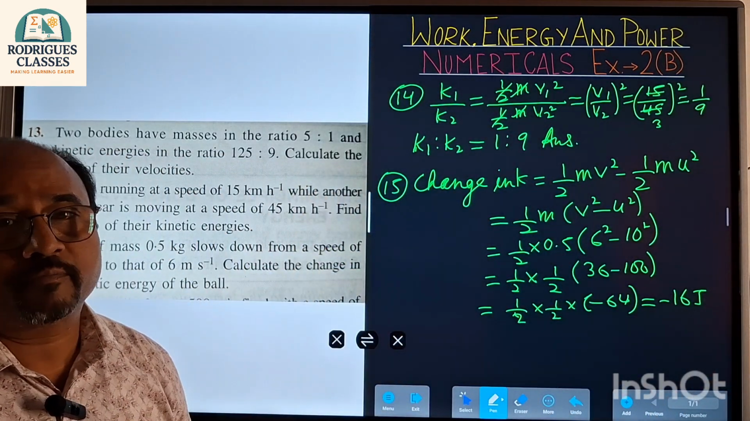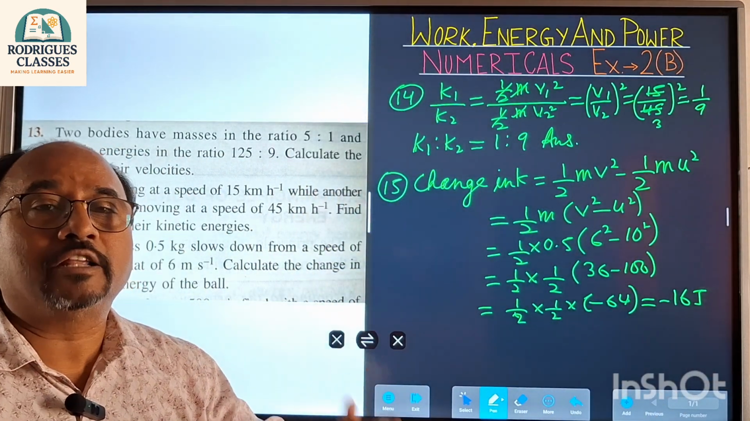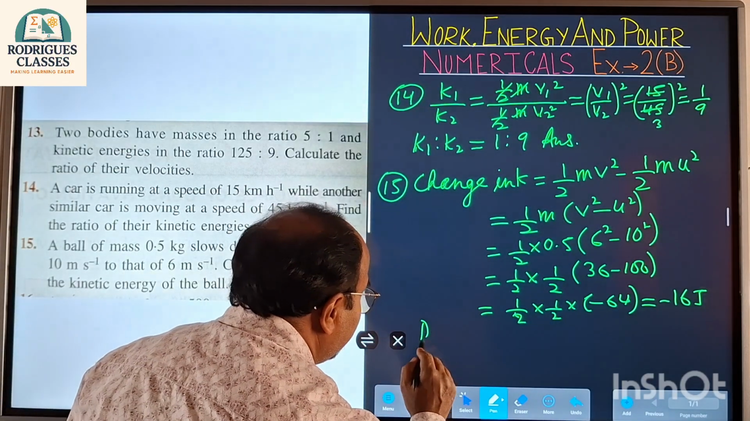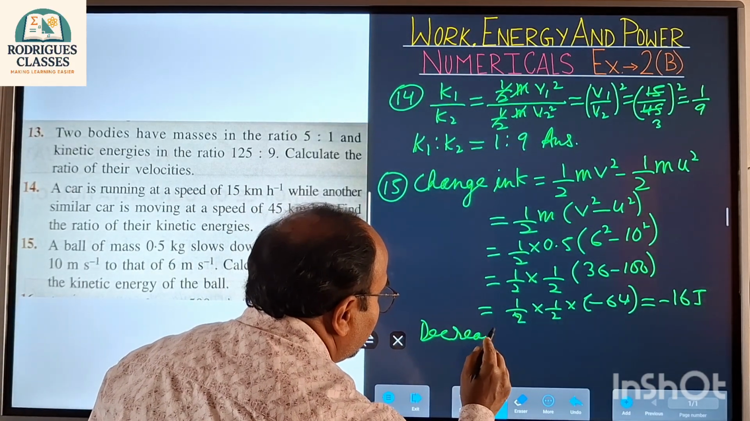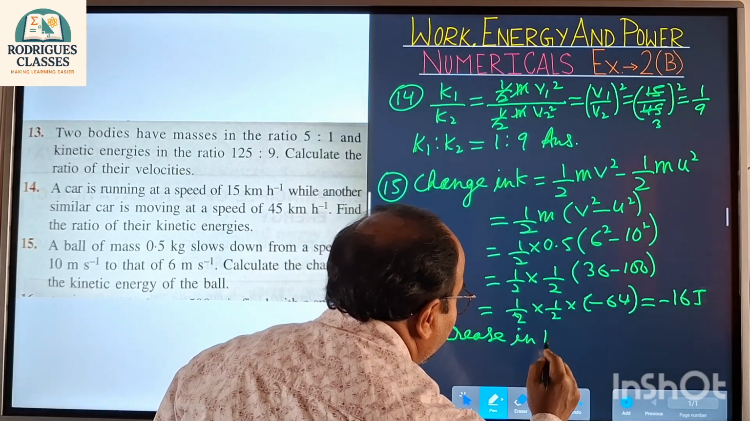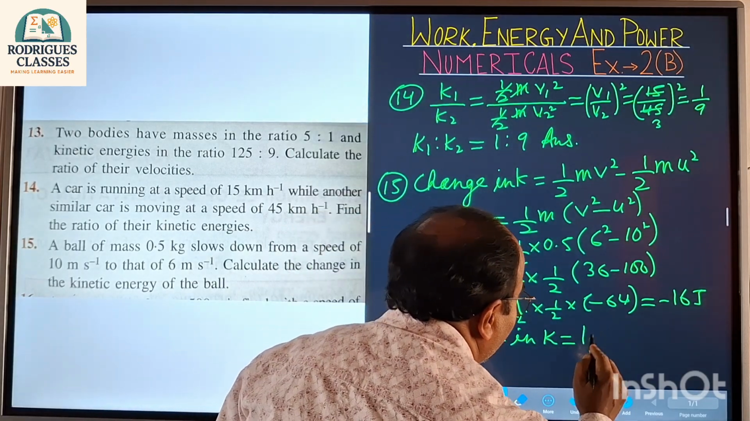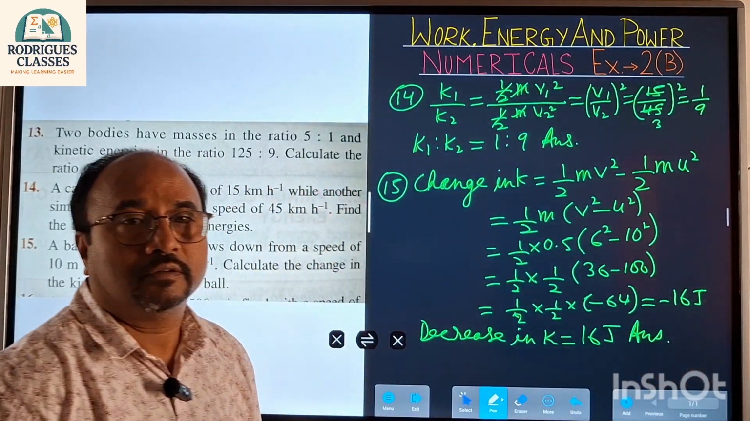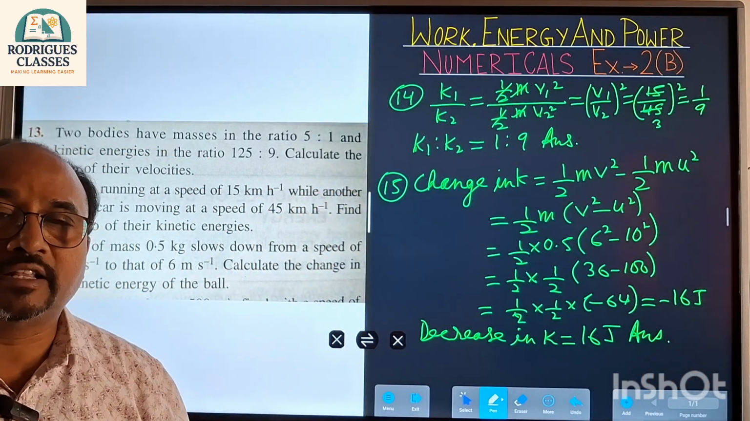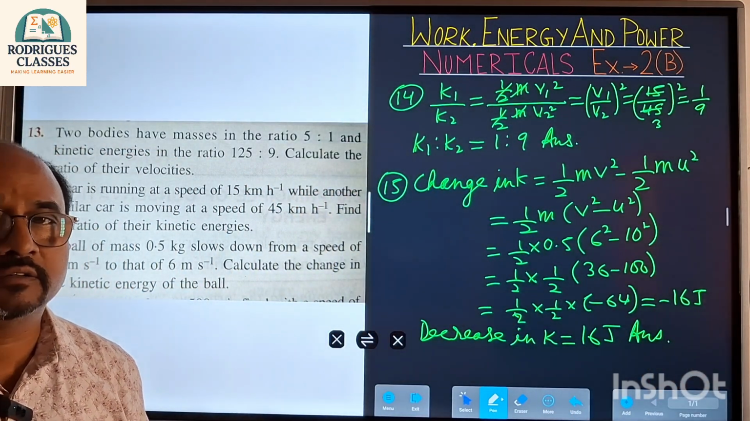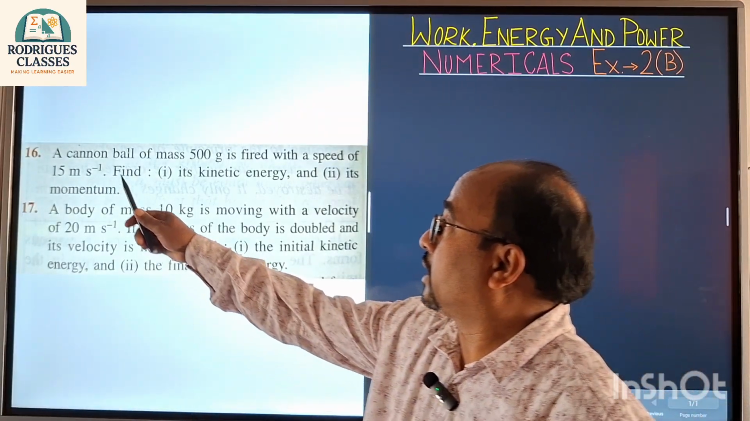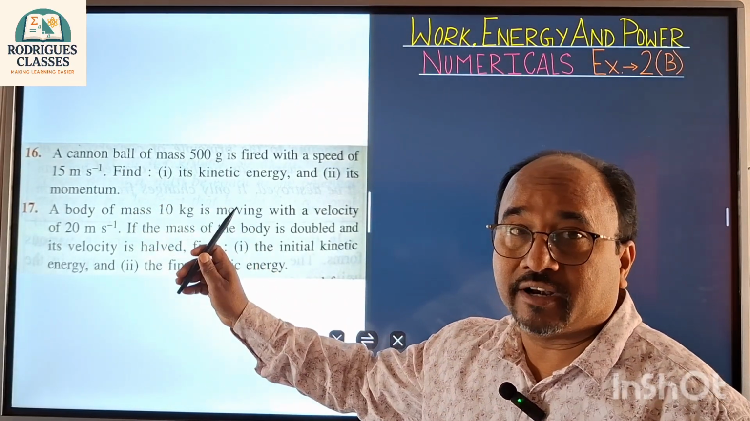Okay, now minus I am getting, that is showing that there is a decrease in kinetic energy. So I will write here, decrease in kinetic energy equals 16 joule. This is my answer. I hope you have understood how to find the change in kinetic energy. Now we proceed to numerical number 16. A cannonball of mass 500 gram.